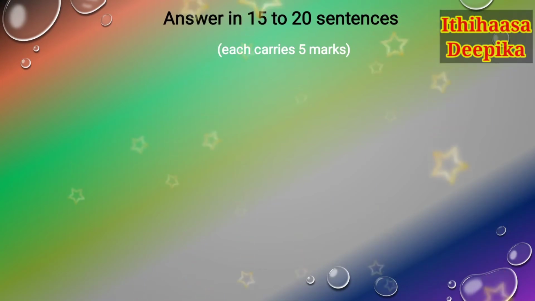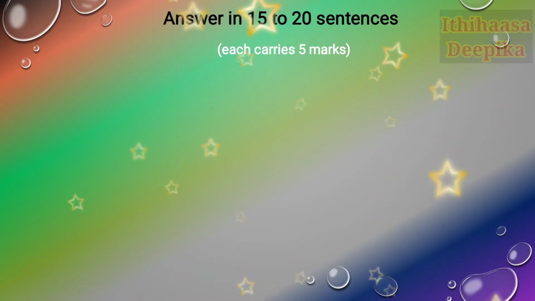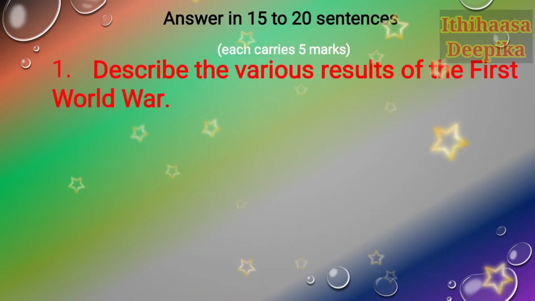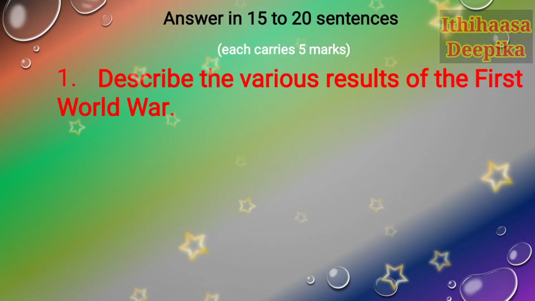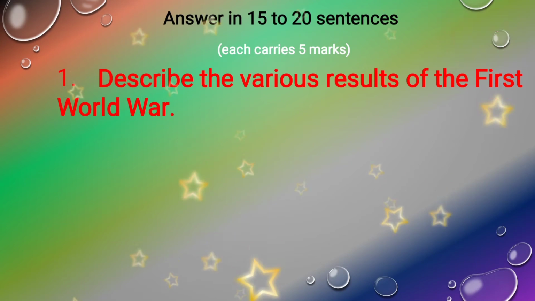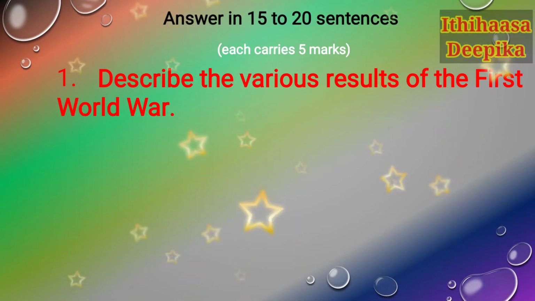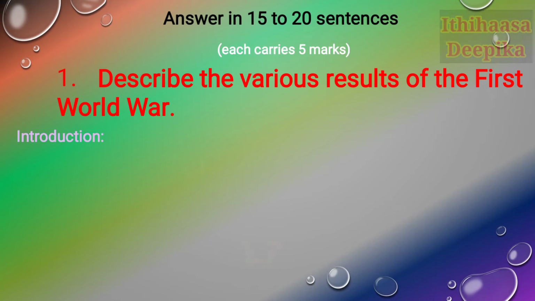Part 3, answer in 15 to 20 sentences. So 5 marks questions. Question number 1. Describe the various results of the First World War.